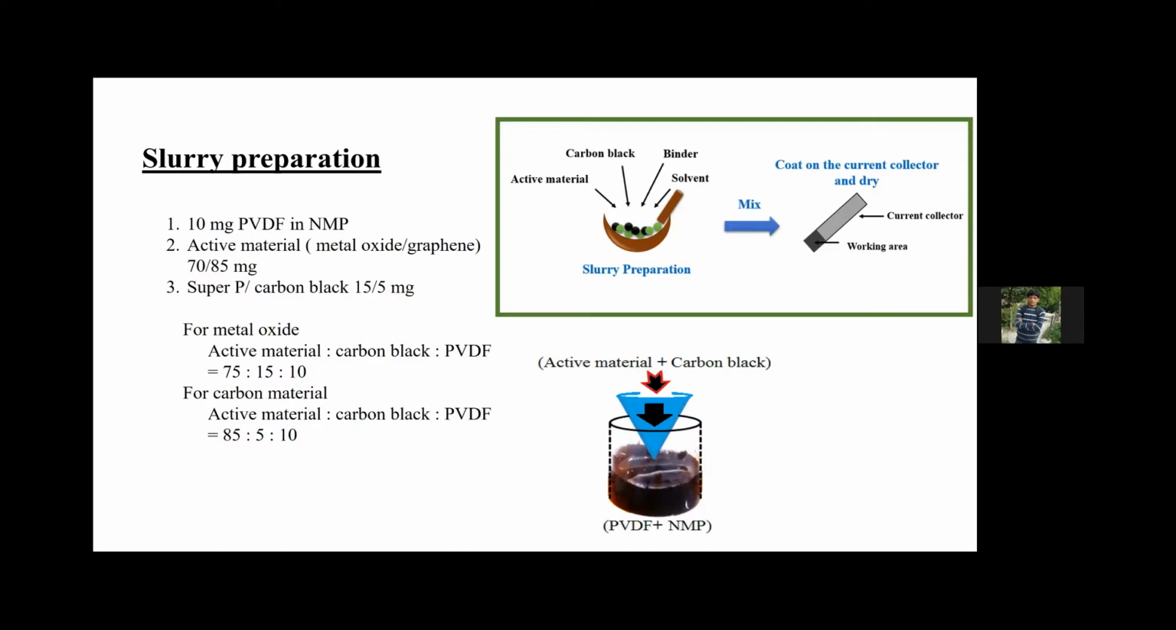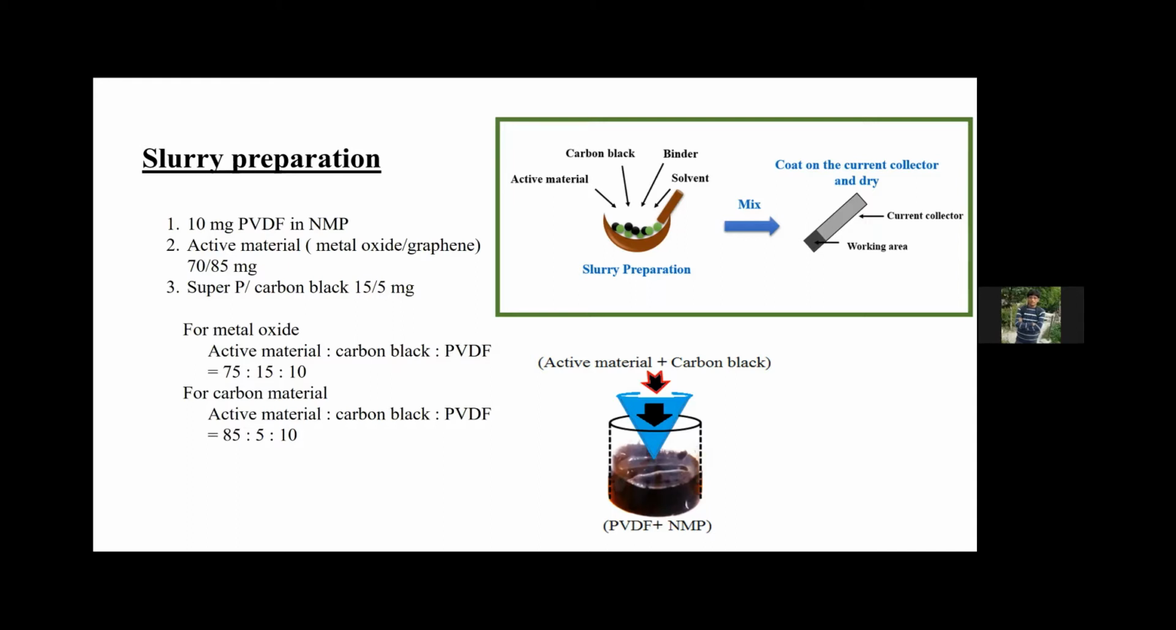In the case of any carbon material, we also use carbon black, and the ratio is 85 to 5 to 10. We generally fix the binder, because binder is a polymer material, so if we vary it, it may reduce the electronic properties of our active material, or the deposition or the slurry is not properly done.